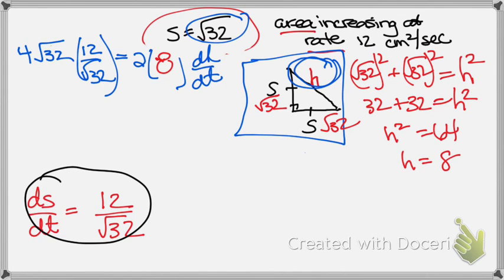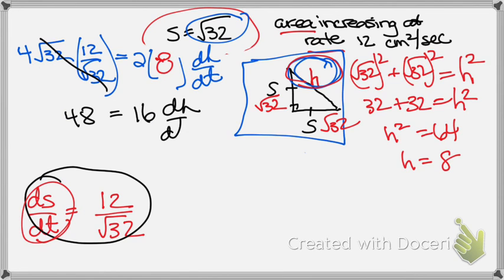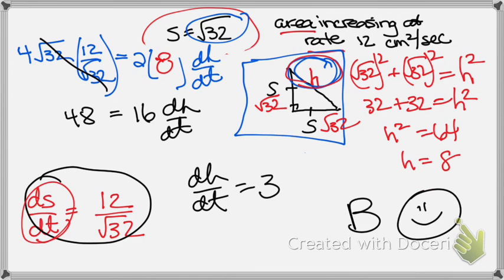So I'll finish this in a minute, but the main issue was what you could find when you started this problem was ds/dt, but that wasn't what they were asking for. They were asking for dh/dt. It's a pretty time-consuming problem, and it's at the end of the test, so you would have been stressed, but the more you practice these, the easier it gets, okay? So let me finish this up. Square root of 32 goes away. I have 48 is equal to 16 dh/dt. Divide by 16, and dh/dt is 3. Option B. That was a tricky one, though.